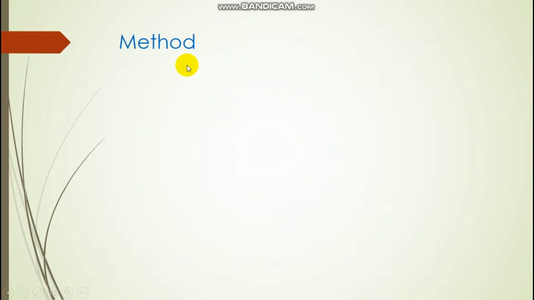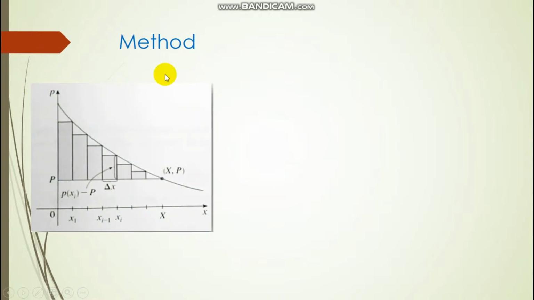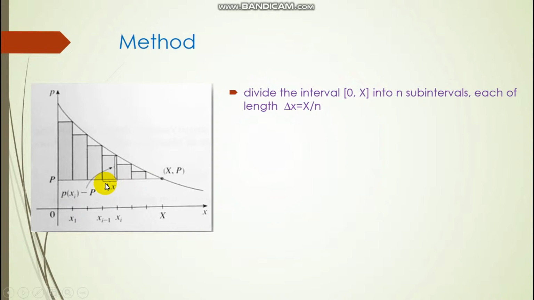So now I will present the method. To determine the total consumer surplus, we look at the demand curve and divide the interval from 0 to x into n subintervals, each of length delta x. To find this length, we use x divided by n, so we can get the length of quantity. To get the length of price, we take the price of demand minus the actual price, so we can get the difference in price.